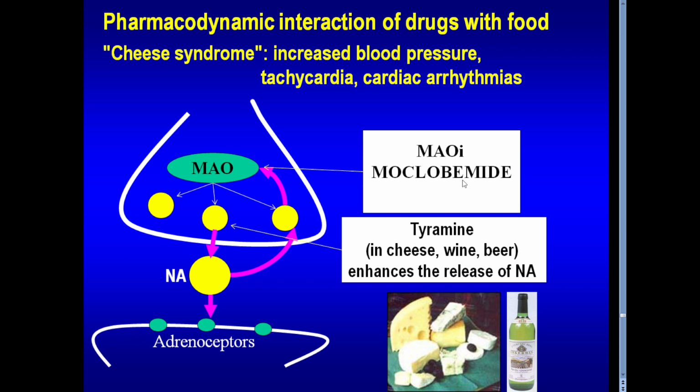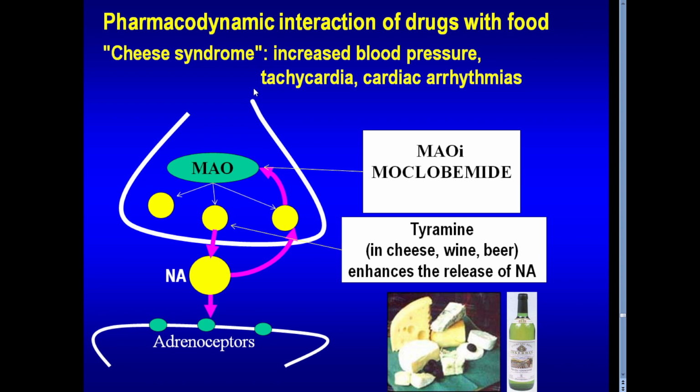If you use moclobemide, which belongs to the inhibitors of monoamine oxidase, moclobemide inhibiting MAO delays metabolism of norepinephrine and increases its concentration. And a patient eats cheese, wine, beer, and some other foods rich in tyramine. Tyramine acts like a sympathomimetic, stimulates release of noradrenaline. But the concentration of noradrenaline is increased because of the influence of moclobemide. So this combination causes an increase of release of noradrenaline and stimulation of adrenoceptors.